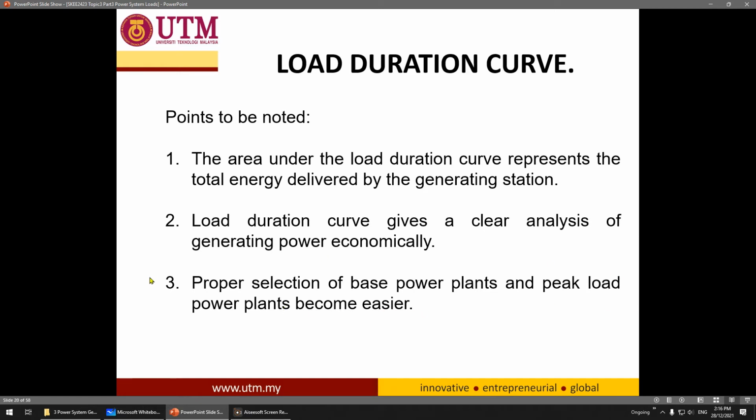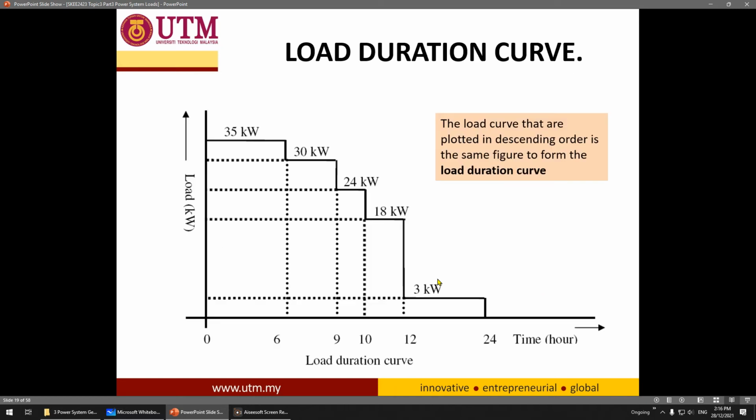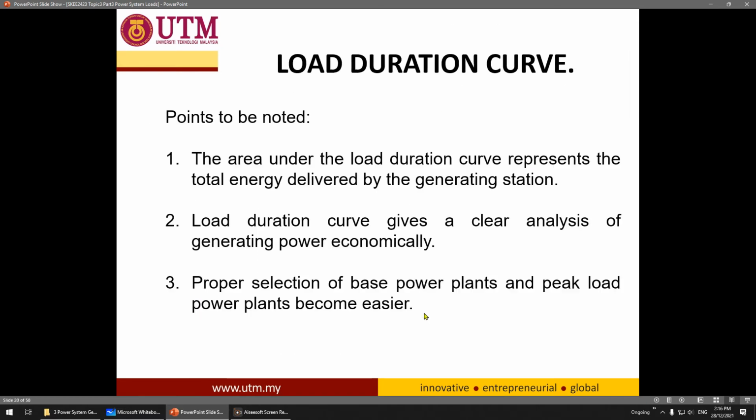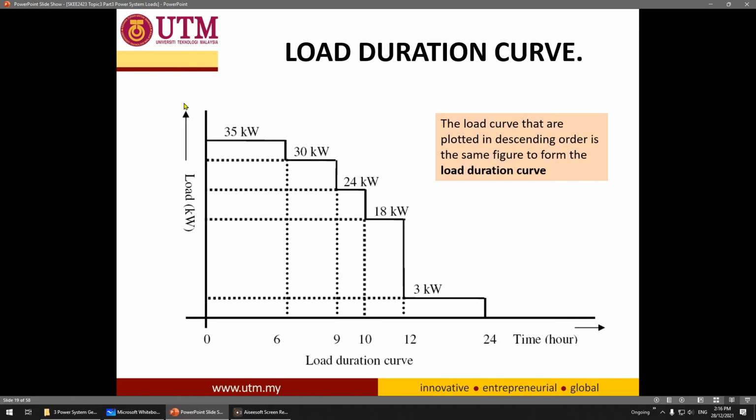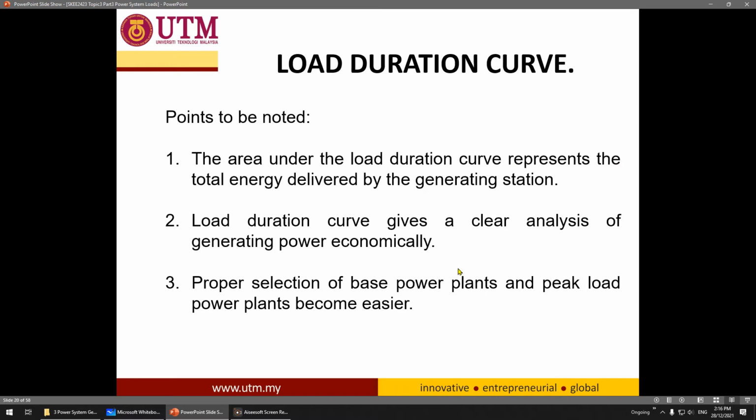I already mentioned how to select the base power plant, which is turned on continuously, and another one is the peak power plant. The peak power plant only satisfies the demand at the top. So make sure you understand why this load duration curve is plotted.